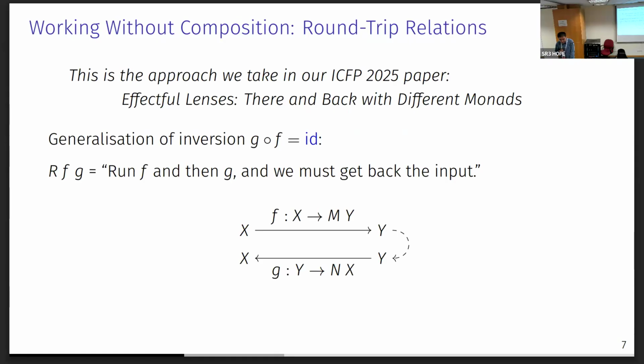We use a relation called the round-trip relations. So this relation is a generalization over pure function inversion. So for pure functions, we say that G after F is ID, is saying that G and F are inverse to each other. Then for effectful computations, we say RFG is the relation for first run F and then run G, and we must get back the original input. So it's a direct generalization of the inversion relation.